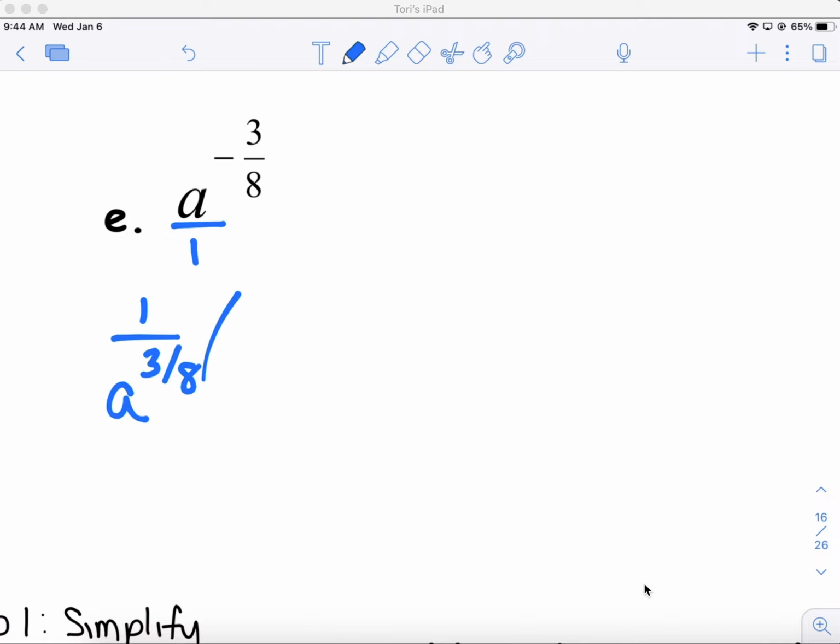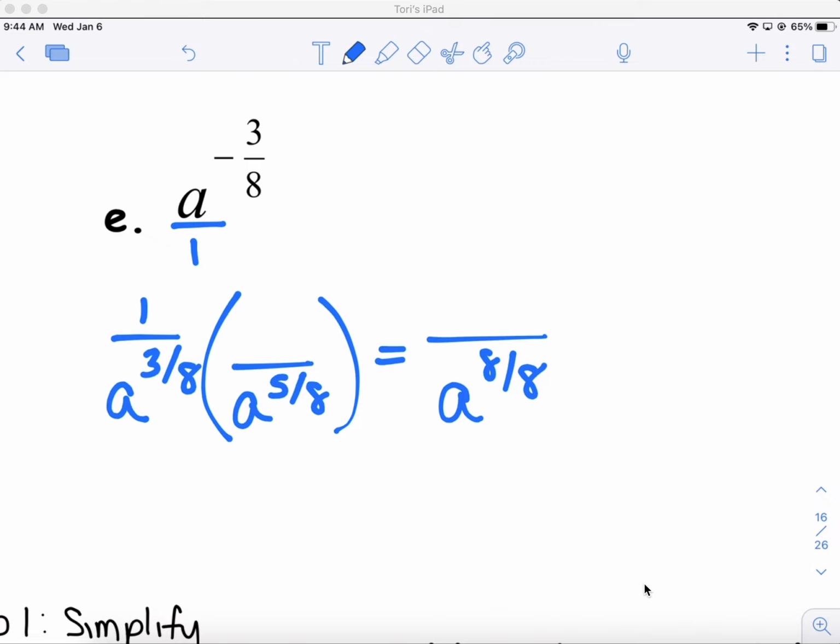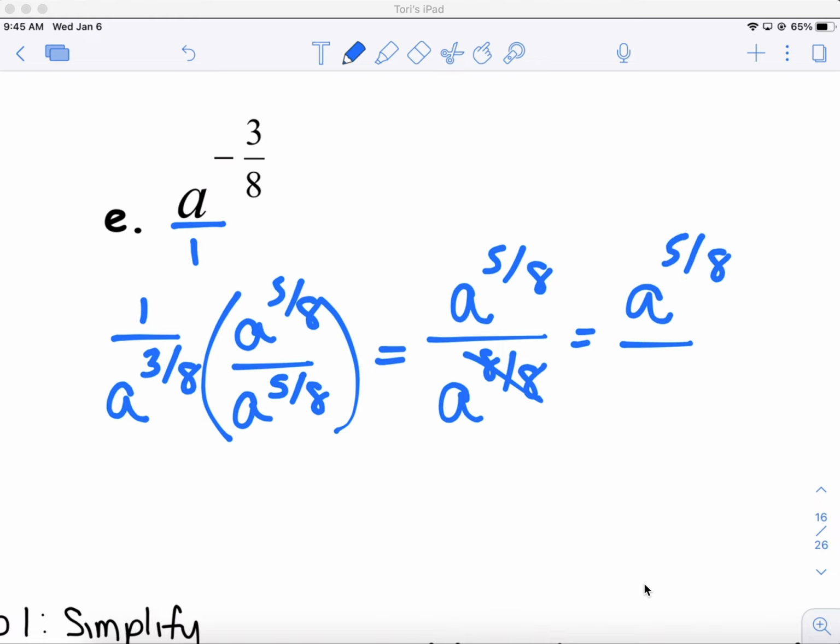So the way I look at it is I say, all right, I have 3/8. I need 8/8. Okay? So that means I need 5 more. Because when I get over here, I want to have 8/8. Well, whatever I multiplied, I have to put the same thing on top so that it's equivalent to 1, right? So if I multiply 1 times a to the 5/8, I get a to the 5/8, but 8/8 is just 1. So I would say a to the 5/8 over a.